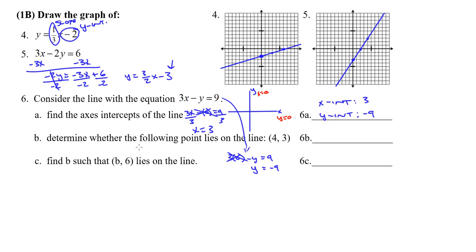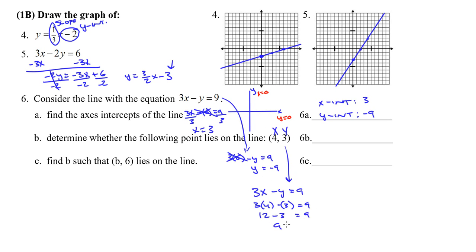All right. For B, determine whether the following point lies on the line. So all we want to do for this is just plug this 4 in for x and this 3 in for y into this equation right here. So let's do that. So we do 3x minus y equals 9. Now where we see x, we're going to put in 4. Where we see y, we're going to plug in 3. And then we're going to check and see if this works. 3 times 4 is 12 minus 3.